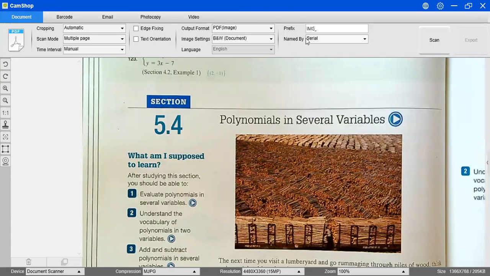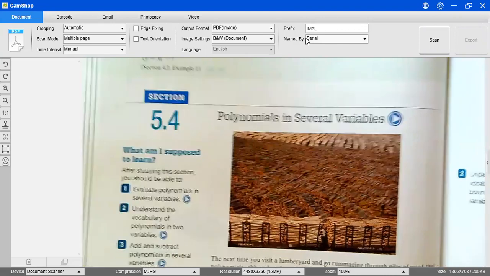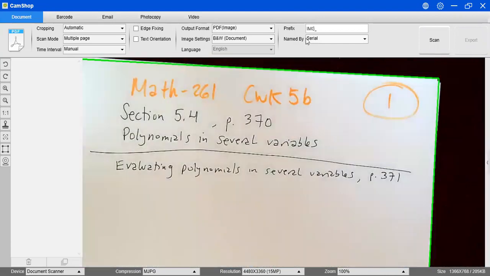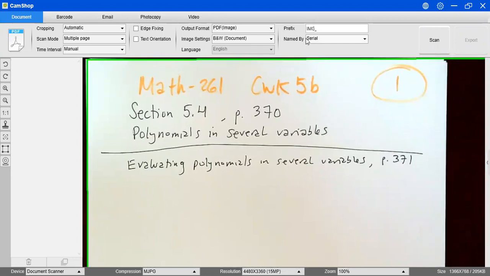In this lecture, we're going to cover two sections. We're going to start with section 5.4 about polynomials in several variables. This is just more math with polynomials, but now involving more than one variable. So the only thing is that we need to take care of the different variables and their powers. So we're going to start with evaluating polynomials in several variables.